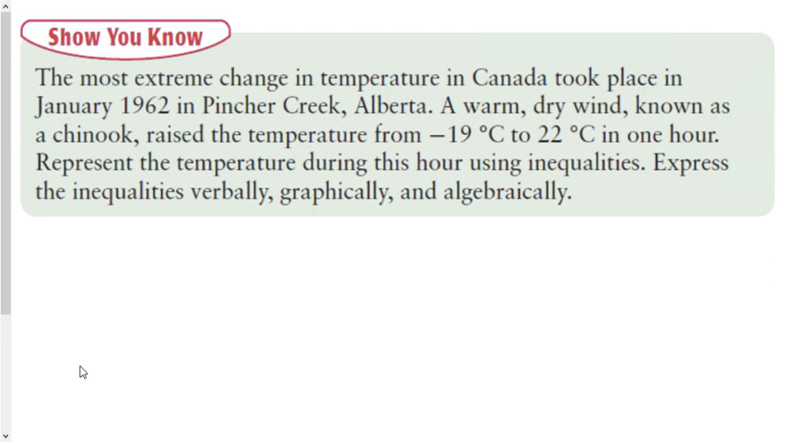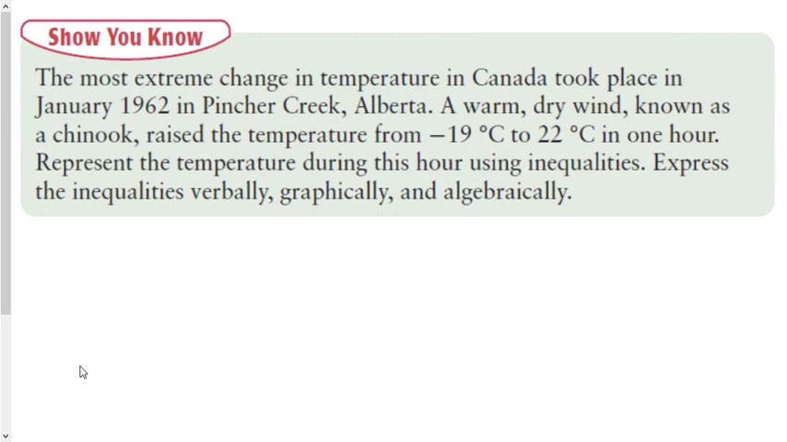Okay, our story problem exemplar from inequalities in 9.1. It's kind of cool. It says the most extreme temperature change in Canada took place in January of '62 in Pincher Creek, Alberta. A warm, dry wind known as a Chinook raised the temperature from an unbelievable negative 19 degrees Celsius to a positive 22 degrees Celsius in just 1 hour. Represent this temperature during the hour using inequalities, expressing inequalities both verbally, graphically, and algebraically.